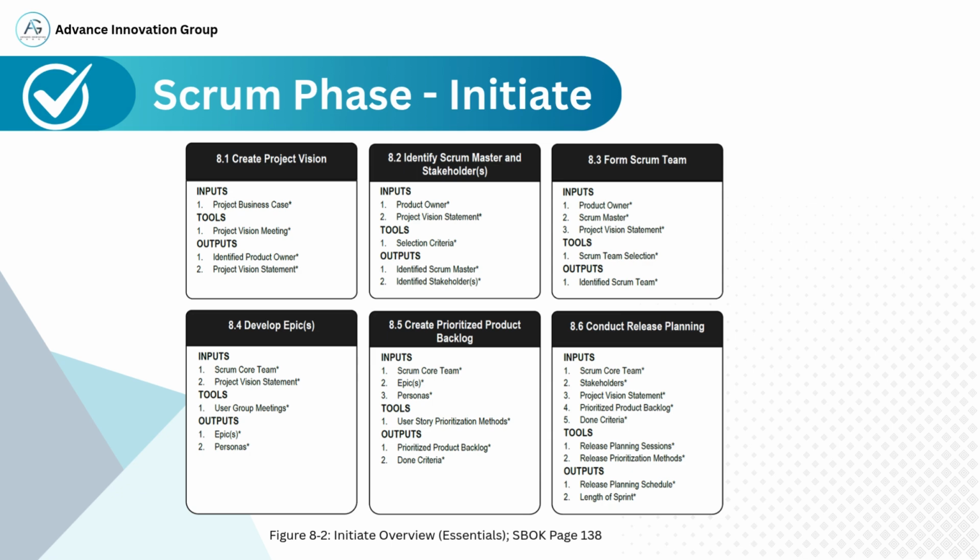5. Create prioritized product backlog. Now, the epics and personas are analyzed to create a product backlog. Using prioritization methods, the team creates a list of product features ranked by business value. The outputs are a prioritized product backlog and initial done criteria.